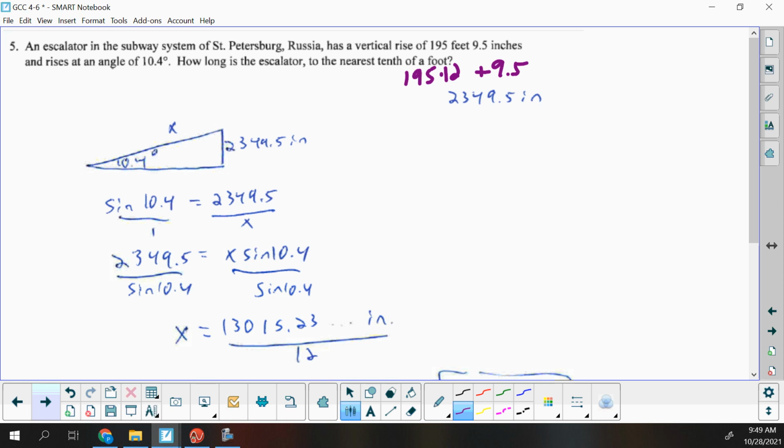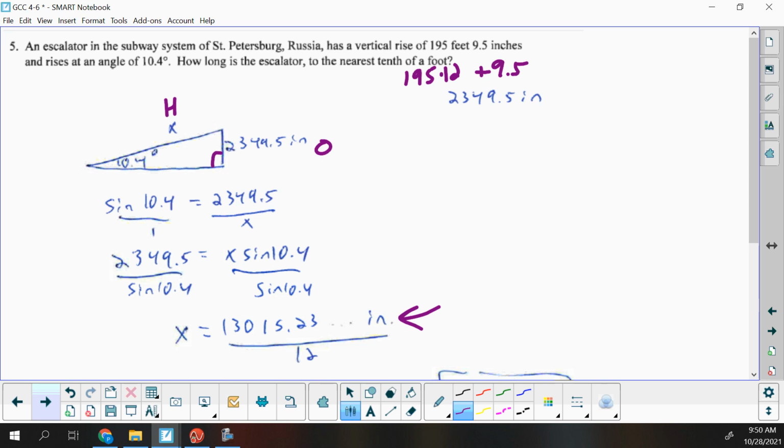In this picture, we're essentially looking at the escalator from the side. So imagine like when you're at the mall, if you look at the side of the escalator, this is kind of what you would see. Our angle we're rising is that 10.4 there at the bottom, and the length of the escalator is the hypotenuse there, so that's x. From our angle, we have opposite and hypotenuse. We want to use sine. If we cross multiply and solve, we end up getting this many inches.